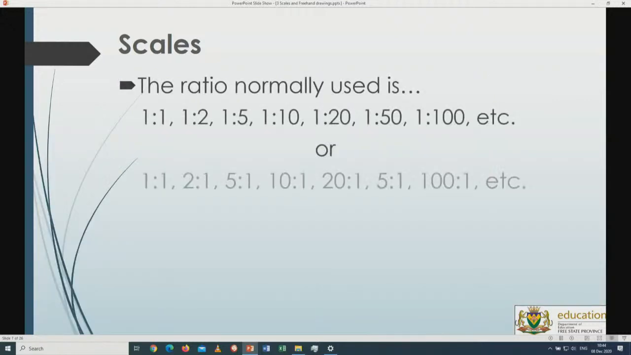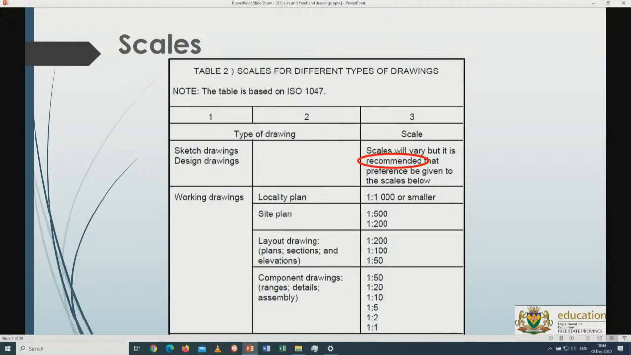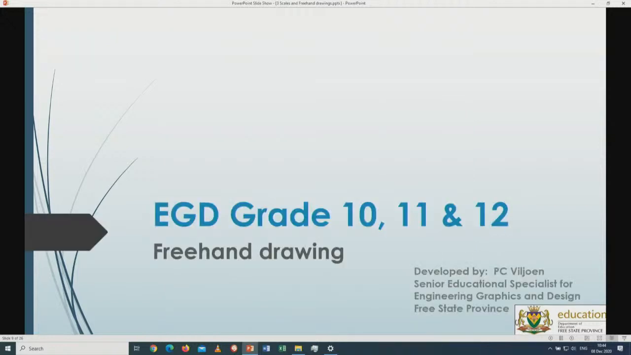Right. Now scales normally run between 1 to 1, 1 to 2, 1 to 5, 10, 20, 50, 100 and so on, or maybe 2 to 1, 5 to 1, 10 to 1, 20 to 1, 50 to 1, or whatever the case might be. But that's not a norm that we have to work with. It's recommended that we work with 2s and 5s and 10s, but obviously we can work with 1 to 45 to fit it onto our page, for instance. Alright, so this is what we need to know with scalings.